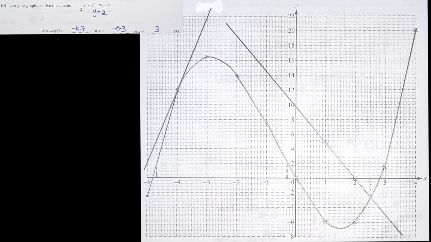Use your graph to solve the equation when y equals 2. So why did I say it is y equals 2? Because y is equal to the entire formula at the front, with a value of 1/2 x cubed plus x squared minus 7x. So when y equals 2, you have three results here, which are -4.7, -0.3 and 3.